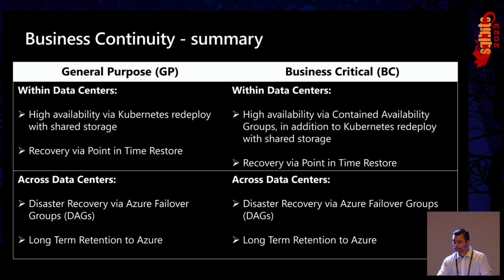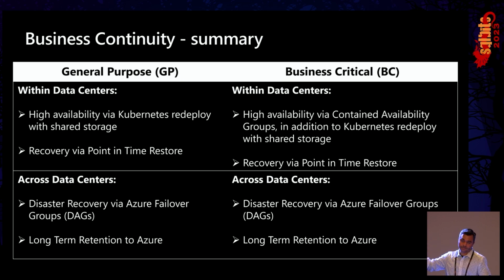Okay. So a quick summary in terms of business continuity. You have the general purpose service tier, and you have your business critical service tier. Within the data center for general purpose, you have this Kubernetes provided HA solution, which means if the pod crashes, Kubernetes will create a new pod. It will configure storage and all that stuff. So there is a potential for some downtime.